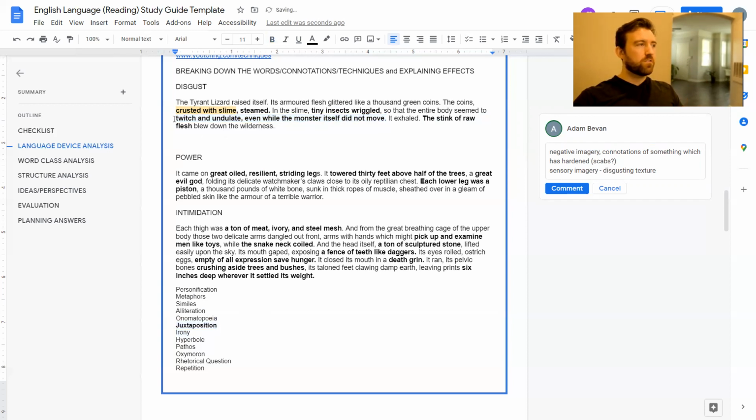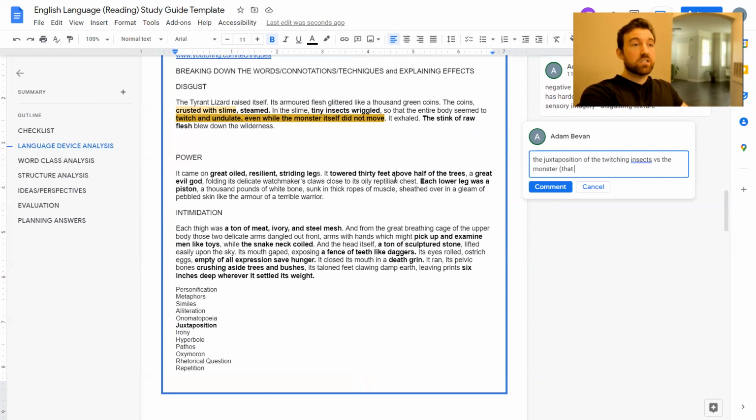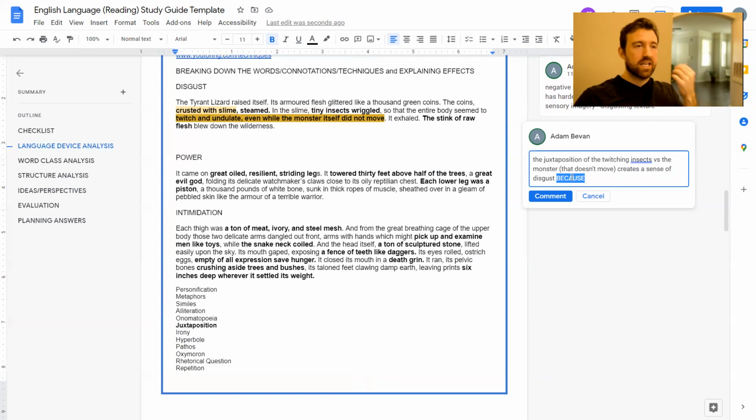So in this case, I'm going to focus more on the juxtaposition, which is used for disgust. So the juxtaposition of the wriggling, twitching insects versus the monster that doesn't move creates a sense of disgust because, now that word "because" is so important. I know I've told all of you about this before, but when you're analyzing, use the word "because." It will force you to explain better.